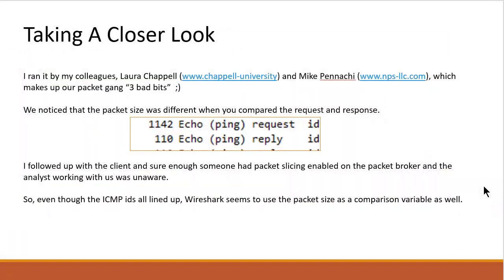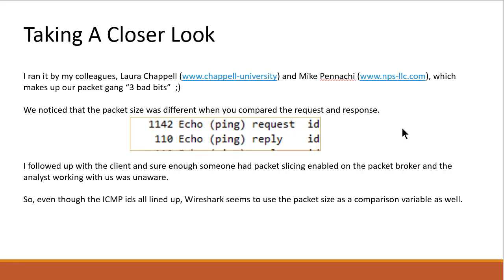So I glanced at this a few times and I was totally confused. I had no idea what was going on. And I thought, you know what, I'm not going to spin my wheels on this too much because everything works. I'm going to run it by my friends. So I reached out to Laura Chappell and Mike Pennacchi, and I told them what I was seeing and what the trace file looked like. We were all kind of poking at it, and then we noticed, hey, you know what's weird? The packet size on the reply is different than the request. Right? Usually if you ping something, the same size comes back, right? So this is markedly different. Like this is way smaller.